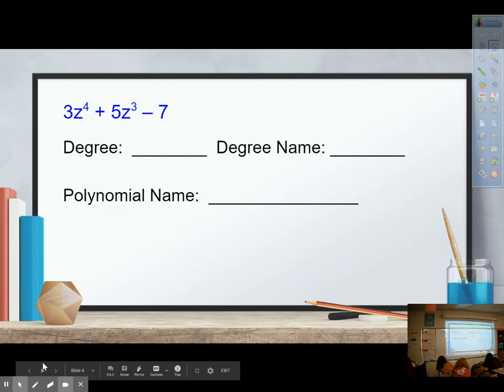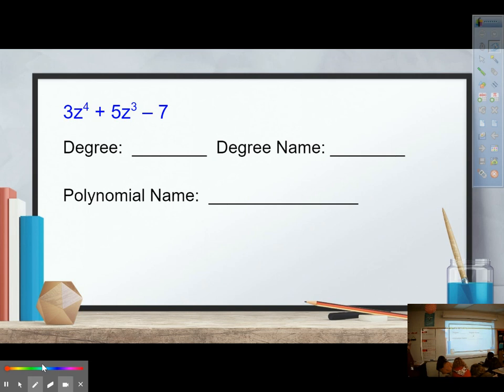All right, so here's a teacher model. I'm going to work this one out myself, and you will just copy down as I go along, or write down what I write down and listen to my thought process.